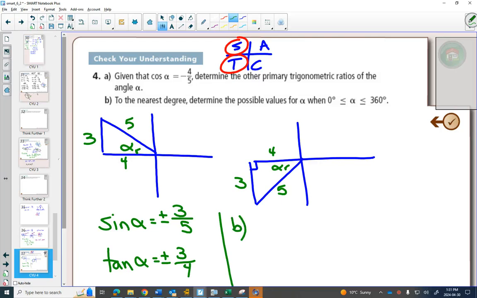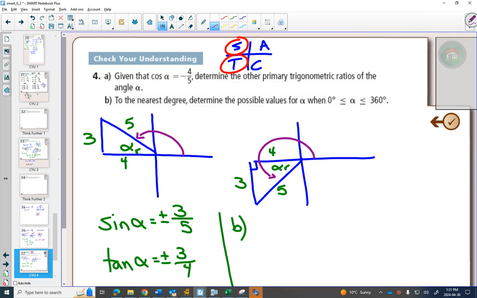B. To the nearest degree, find the possible values for alpha. This is the nice thing about drawing the picture, right? From 0 to 360, can you see that these are the two answers? Those are the two answers for alpha that are possible.